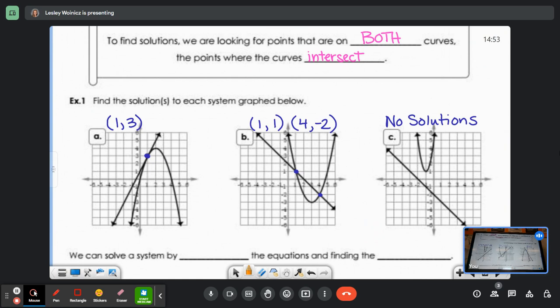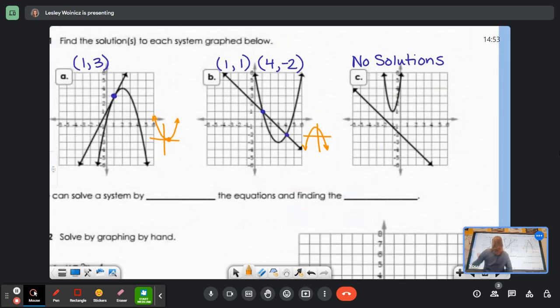This should feel very similar to what we did in units 5 and 6. We had these same options when we were solving quadratics. Remember that if we had a parabola that bounced off the x-axis and only touched it once, we would have one solution. If we had a parabola that crossed the x-axis twice, we would have two solutions. If we had a parabola that never touched the x-axis, we would have no solutions. So we have the same options that we had in unit 6.